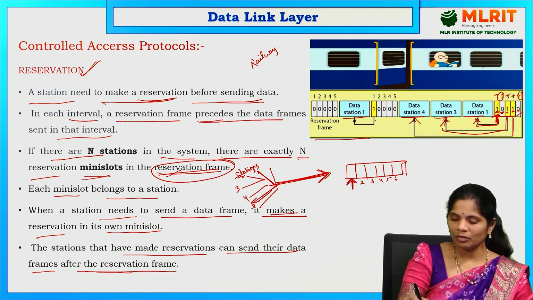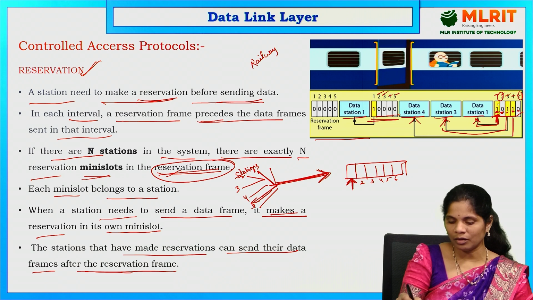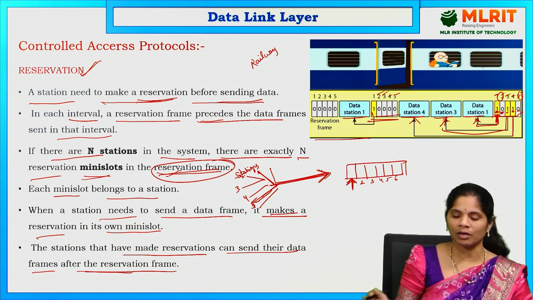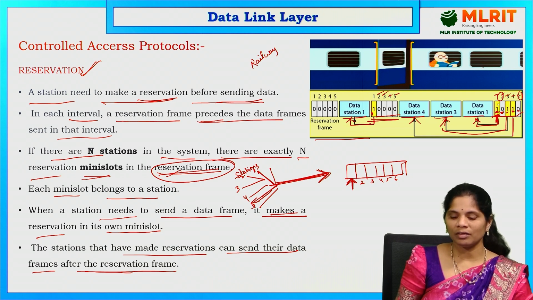Next, coming to this reservation frame, here 2, 3, 4, 5 are all not ready for sending the data. Only one frame is ready to send the data, so it is allocated to station 1. Like that, it is allocated to each and every station.